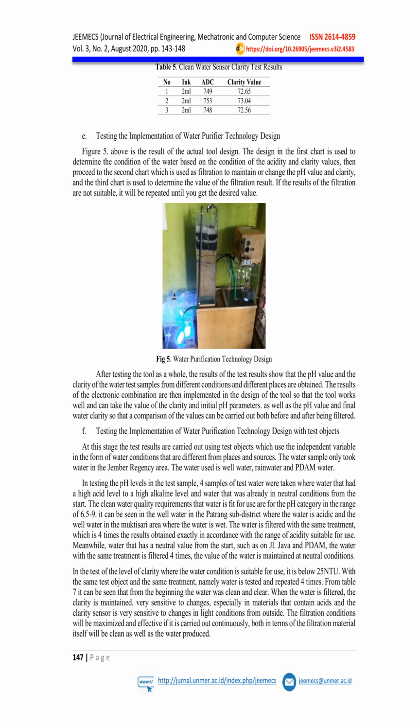F. Testing the implementation of water purification technology with test objects. At this stage, the test results are carried out using test objects which use the independent variable in the form of water conditions that are different from places and sources. The water sample only took water in the Jember Regency area. The water used is well water, rainwater, and PDAM water.